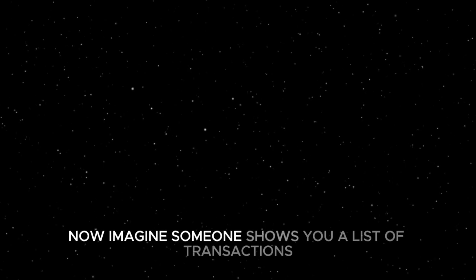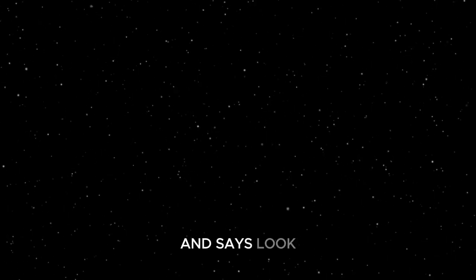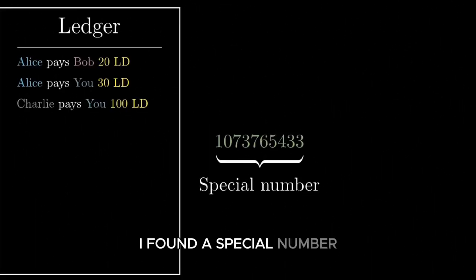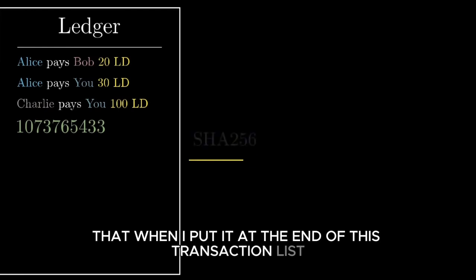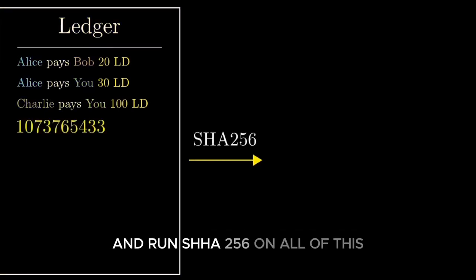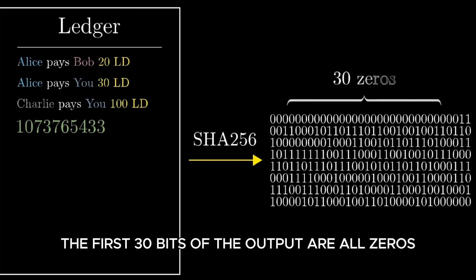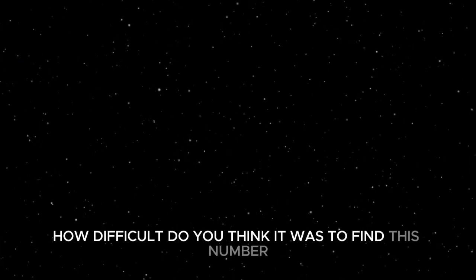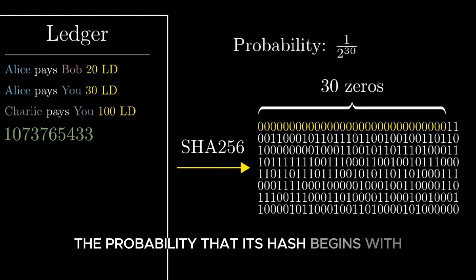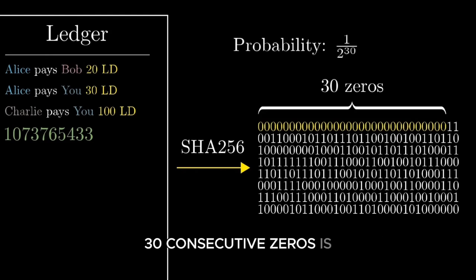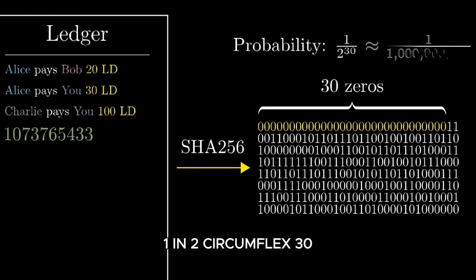Now, imagine someone shows you a list of transactions and says, "Look, I found a special number that, when I put it at the end of this transaction list and run SHA-256 on all of this, the first 30 bits of the output are all zeros." How difficult do you think it was to find this number? Well, for a random message, the probability that its hash begins with 30 consecutive zeros is 1 in 2^30, or about 1 in a billion.